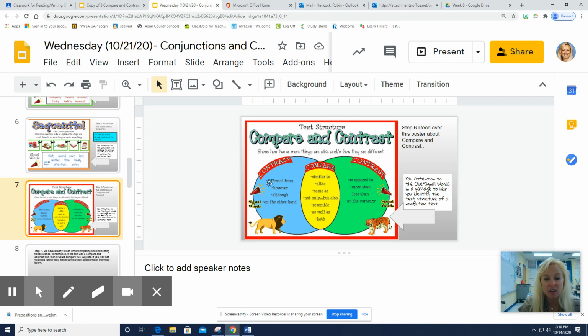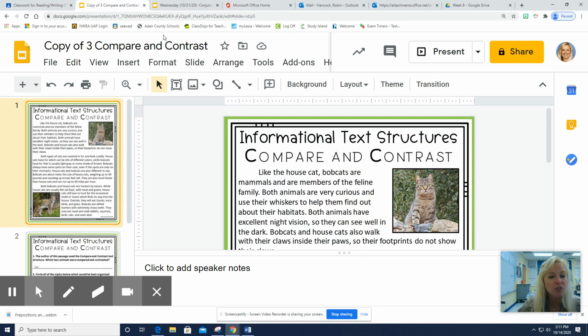You could also have, if you're showing a contrast, what's different. You could have the words different from, however, although, on the other hand, as opposed to, more than, less than, on the contrary. Okay? Those would be clue words, also called signal words, for compare and contrast. But you also need to remember that in compare and contrast, you're going to have two subjects, okay? Like apples and oranges, house cats and bobcats, lions and tigers.